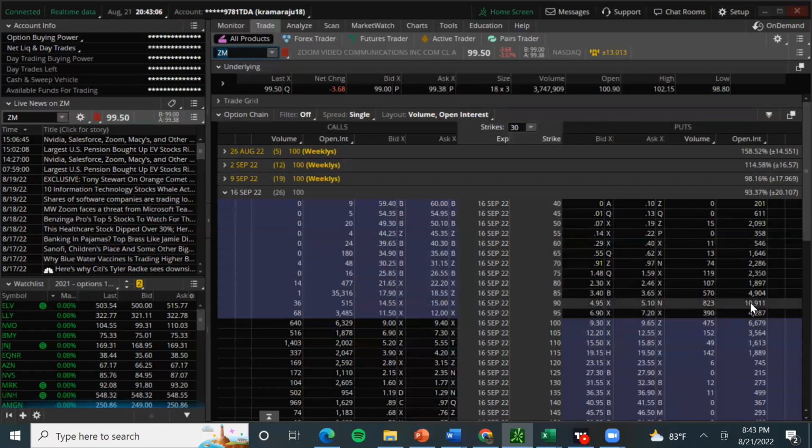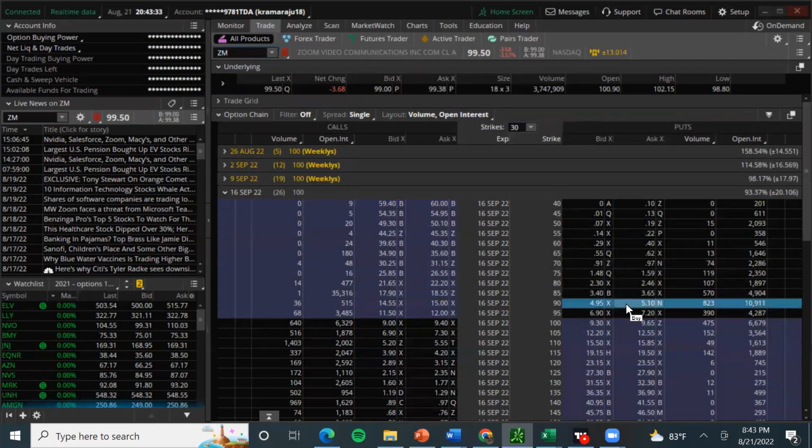I feel like if I buy this 90 put, my investment is nearly $5 for one contract. 5 means $500 for one contract. I feel like from 100, it will go down to 90, but it may not go to 80. It will go down to 90 or maybe 85, but it will not go below 80.